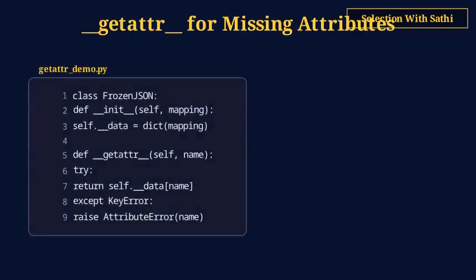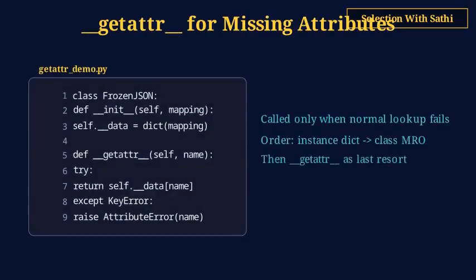__getattr__ is the last resort in Python's attribute lookup chain. When you access obj.x, Python first looks in the instance dictionary, then walks the class hierarchy using the MRO. Only if the attribute is not found anywhere does Python call __getattr__ with the attribute name as a string.